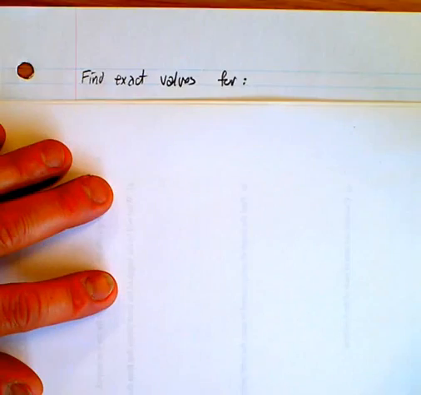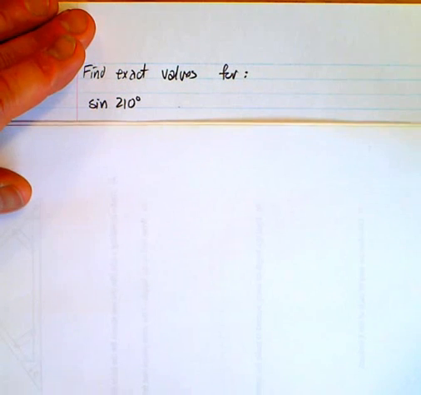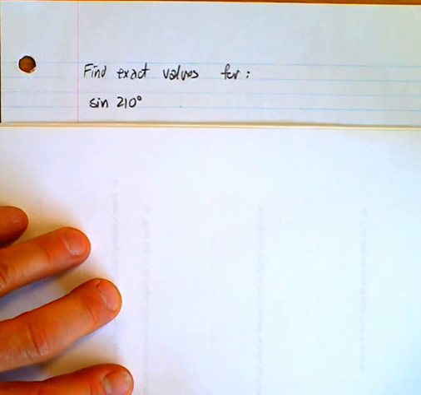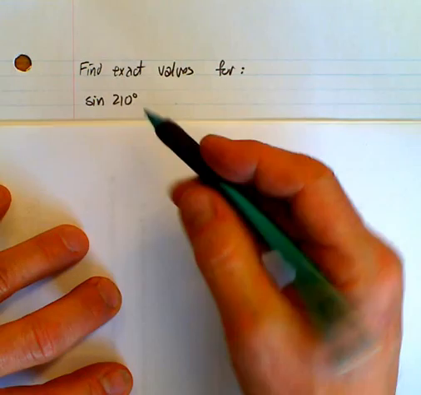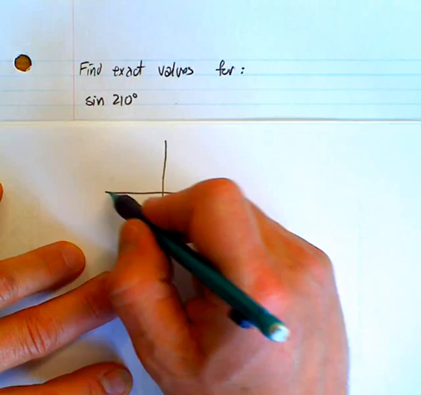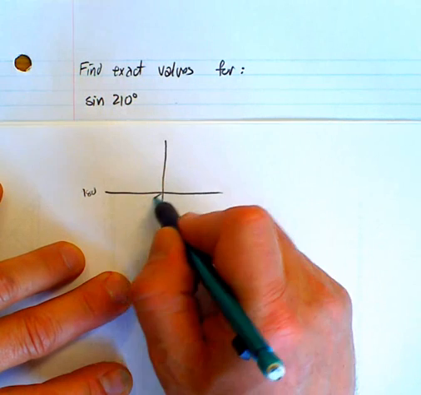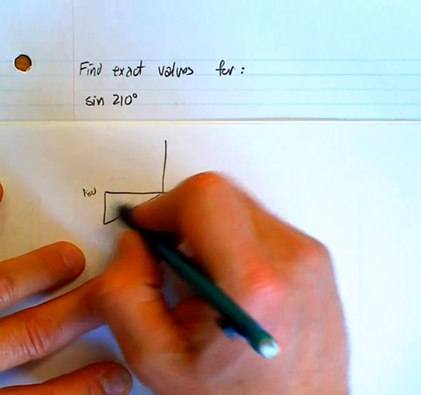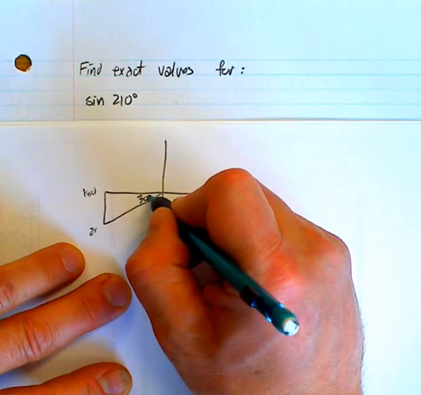So let's see if we can find exact values for sine 210. So the key here right now, guys, is to find out what your reference angle is. Sine 210, 180 here, 210 would be here. That means that if I'm at 210, this is a 30-degree angle.